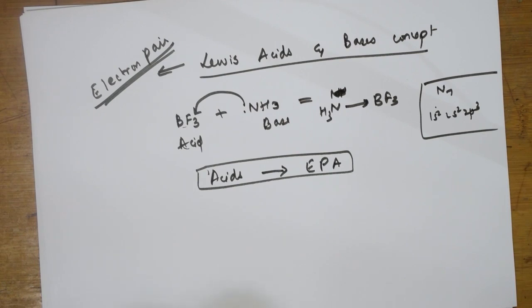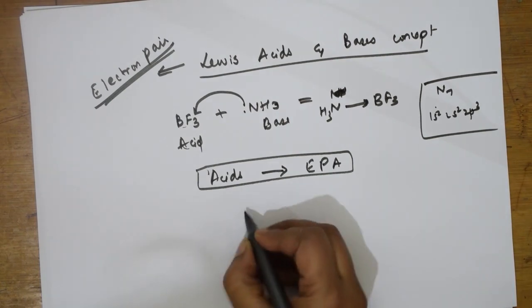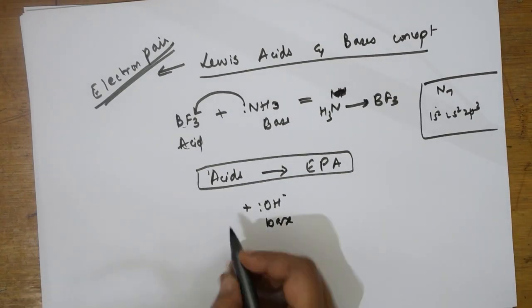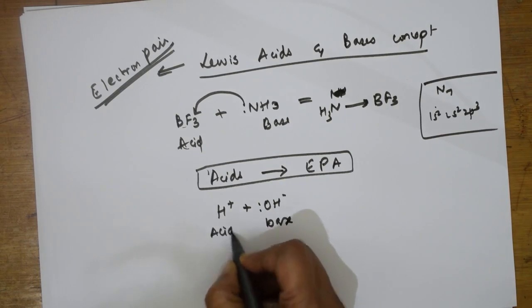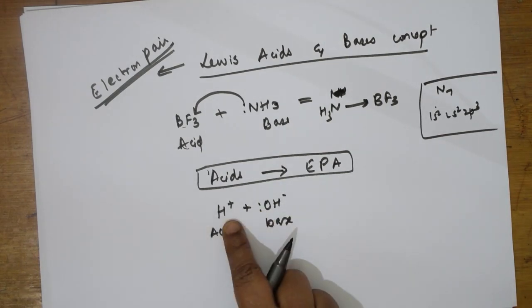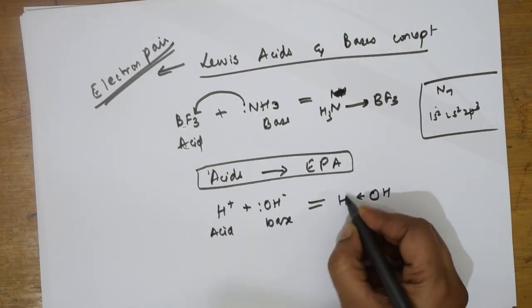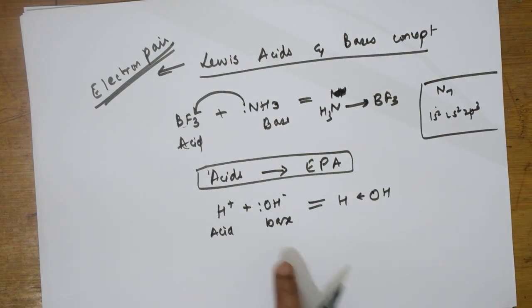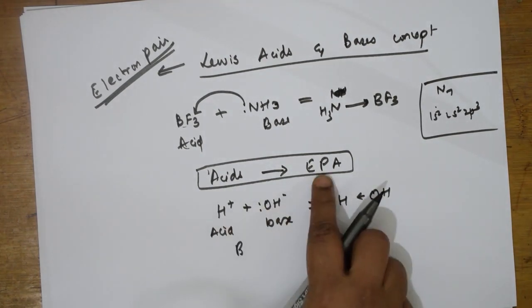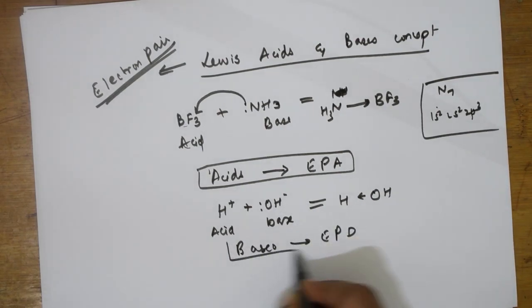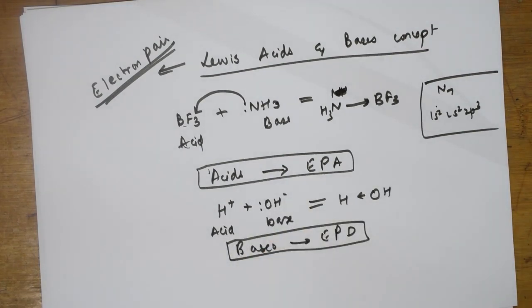Done. Now when I have to speak in terms of base, suppose I am taking a base, OH minus. This has an electron pair. H plus is deficient, because acid requires an electron pair, that's why it's H plus. Now what is happening? From OH minus, the electron pair is donated to H plus. So what are bases? Bases are electron pair donors, EPD. EPA for acids, EPD for bases. Hope this is clear for you all. Right. So now let us come back and see the next concept.